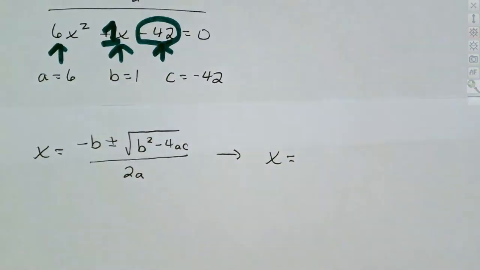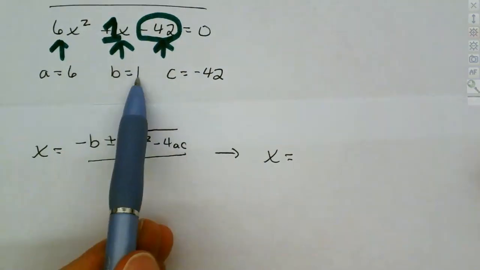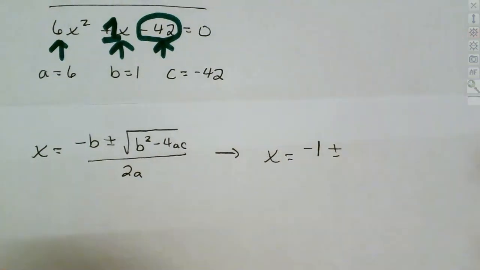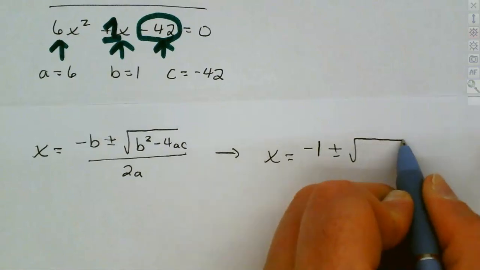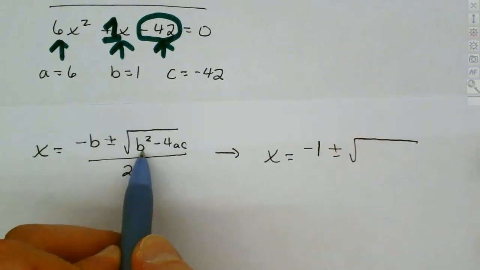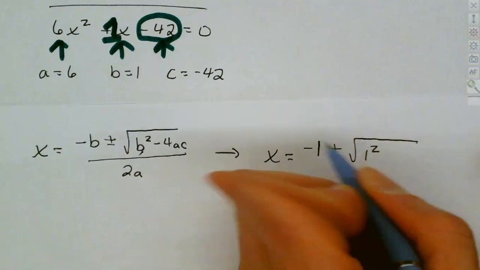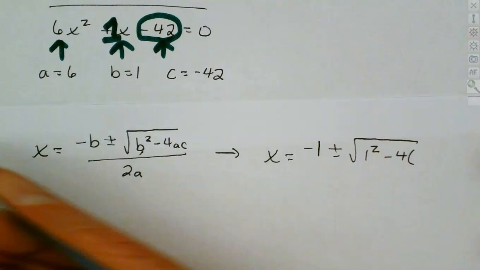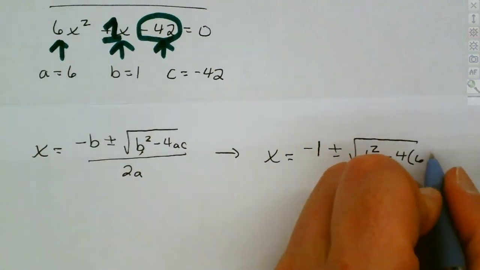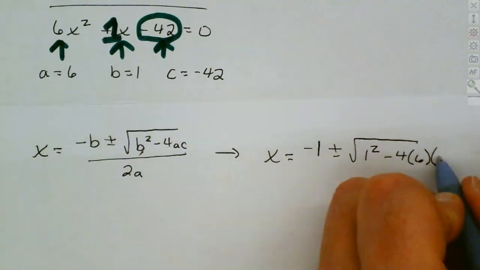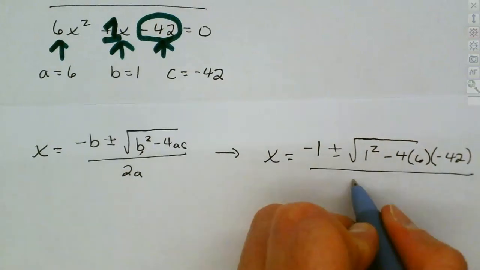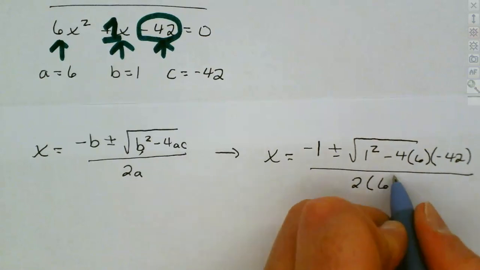Again, be careful with that b. So what do we have? We have a b is a 1, so that's going to be a minus 1. And then we've got our plus or minus. We've got the square root of b squared, so that's 1 squared minus 4 times a, which is the 6, c, which is that minus 42, and that's all going to be over 2 times 6 there.